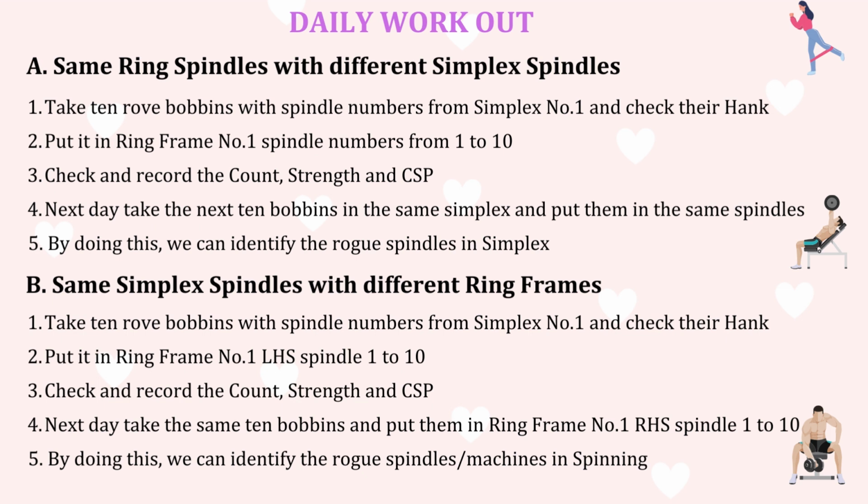In the same way, the second method: same simplex spindles with different ring frames. Take 10 roving bobbins with spindle numbers from simplex number 1 and check their hank. Put them in ring frame number 1 LHS, spindles 1 to 10. Check and record the count, strength and CSP. Next day, take the same 10 bobbins and put them in ring frame number 1 RHS, spindles 1 to 10. By doing this, we can identify the roles in these variations in spinning. Thank you.